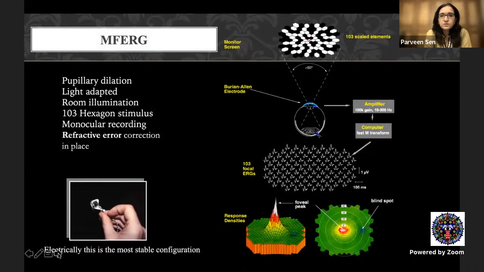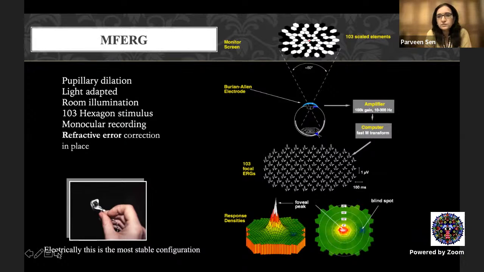With this we come to the typical setup for multifocal ERG. Pupillary dilatation is required, in a light adapted condition, with almost normal ambient room illumination. About 61 to 103 hexagon stimulus is what is recognized by ICEF as a standard. You can go less or more, but ICEF recommends 61 to 103. Monocular recording is usually done. Refractive error correction should be in place.